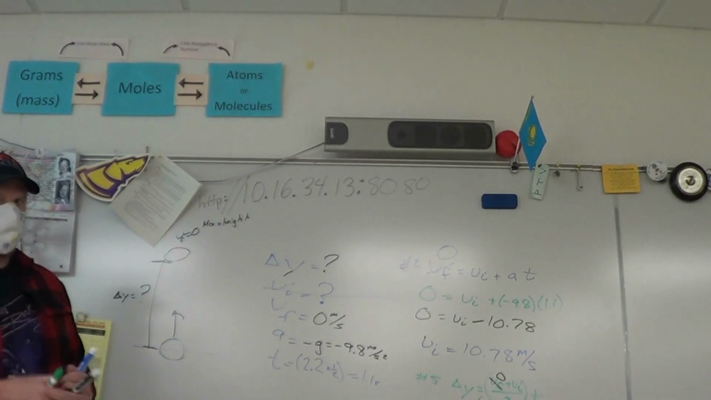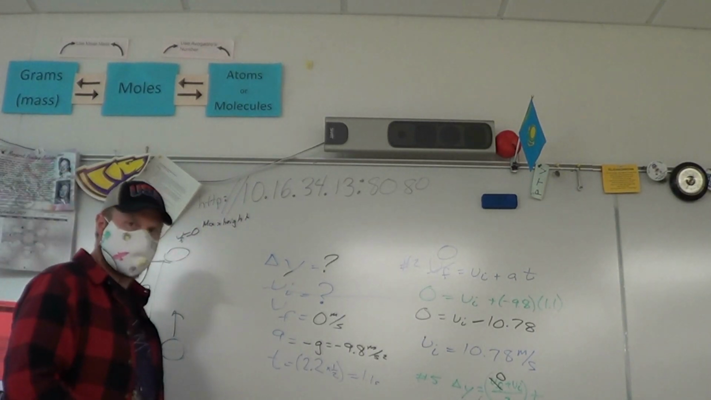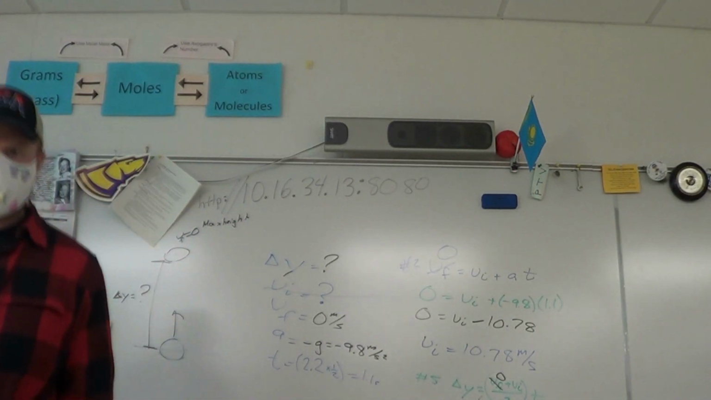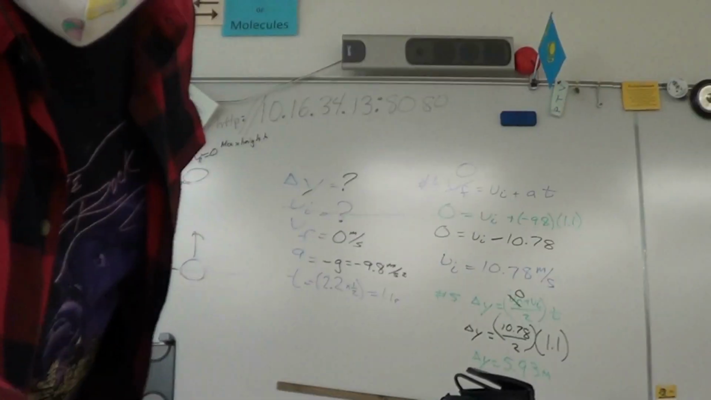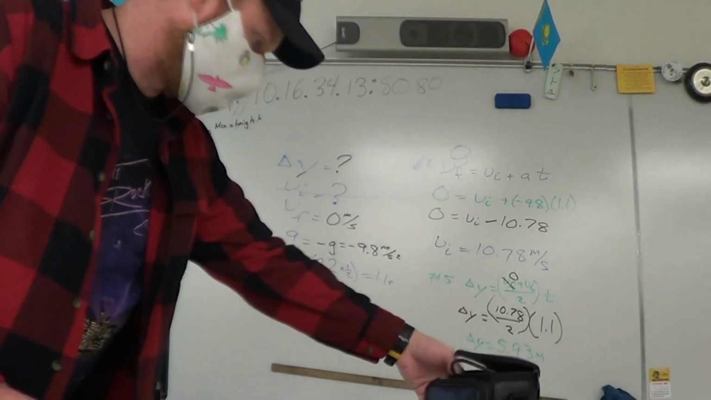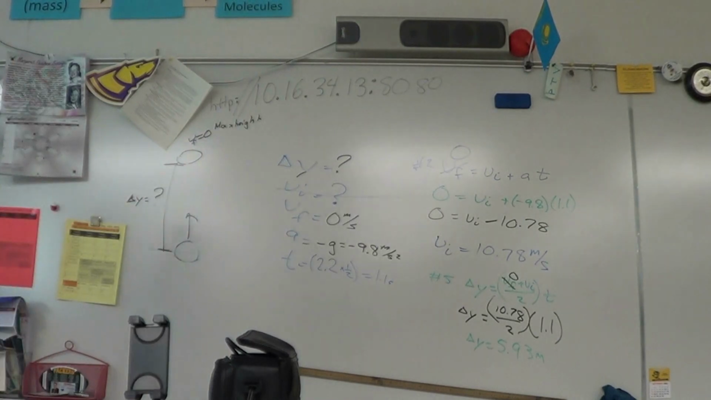Now is that a positive delta y, or is that a negative delta y? Did it go up? Sorry, keep pulling the camera. Did it go up 5.9 meters, or did it go down 5.9 meters? Up. It went up, so it's going to be a positive.